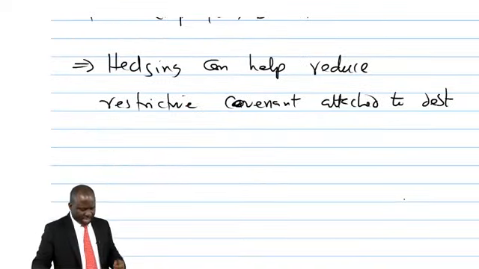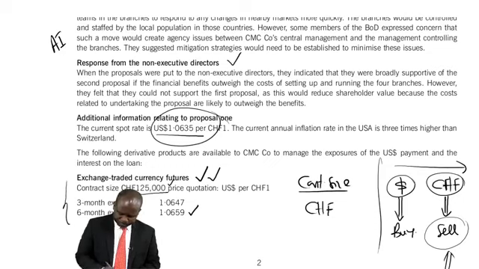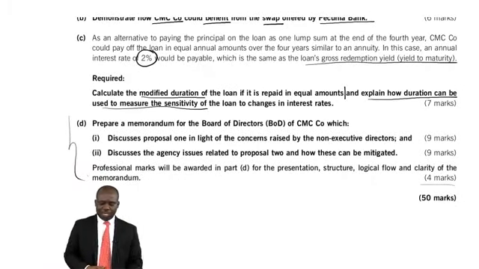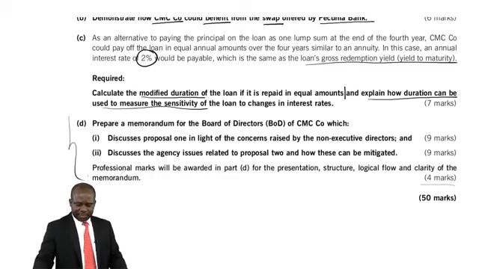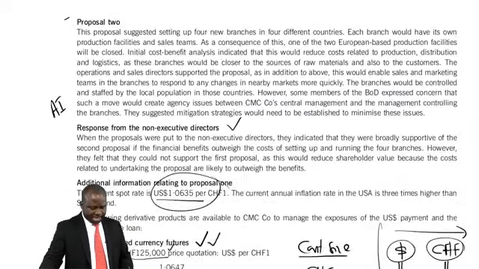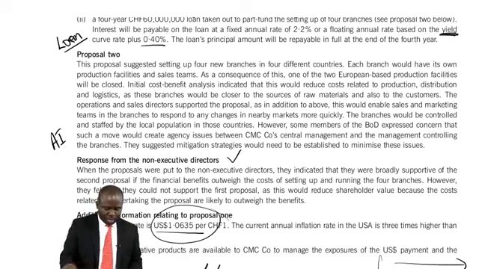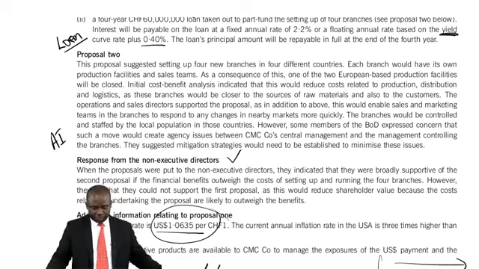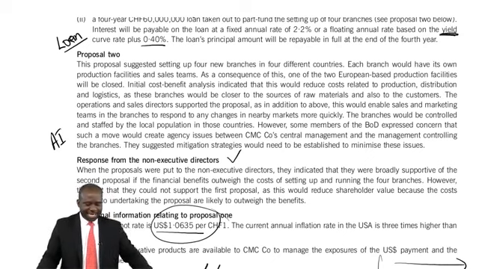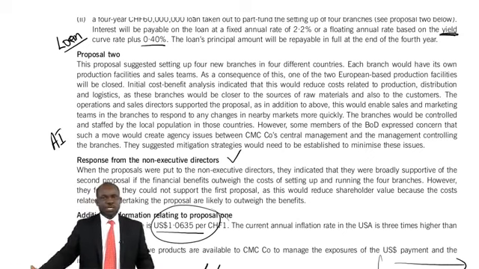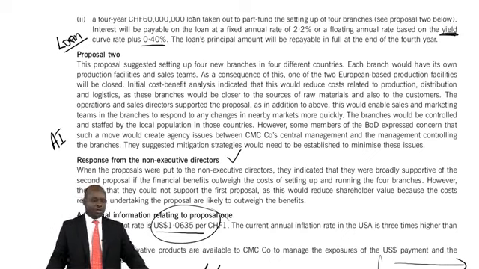Then the next question here is going to be part two, and it's saying discuss the agency issues related to proposal 2 and how this can be mitigated. We indicated the agency issue here, and they said that the branches will be controlled and staffed by the local population in those countries. However, some members of the board expressed concern that such a move will create agency issues between CMC Co., central management, and the management controlling the branches. What are the agency issues? It's like F9 agency theory. There is going to be what?